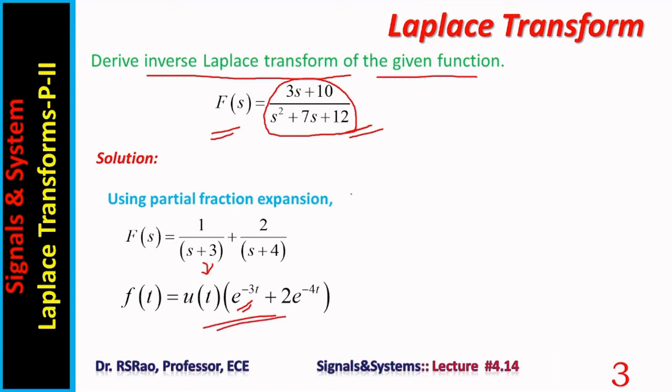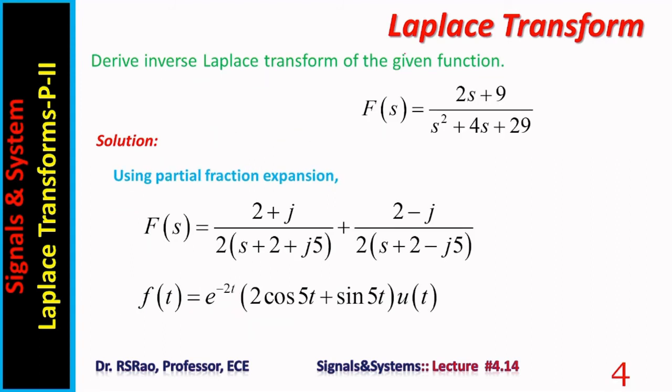So here the key to the solution is the usage of the partial fraction expansion method to convert this somewhat complicated second order function into simple functions. Another problem. Derive the inverse Laplace transform of the given function f of s, which is equal to (2s plus 9) by (s square plus 4s plus 29).